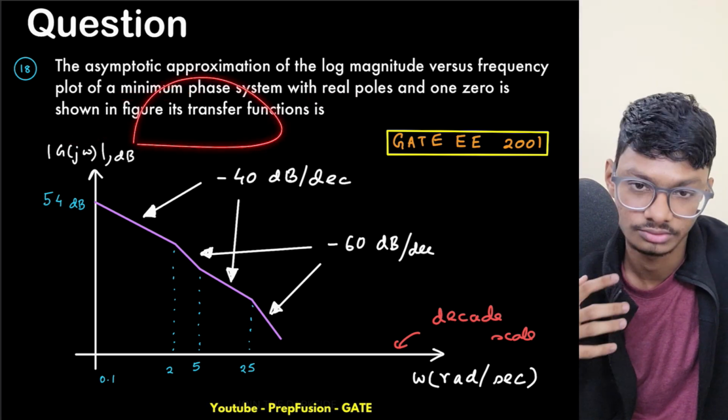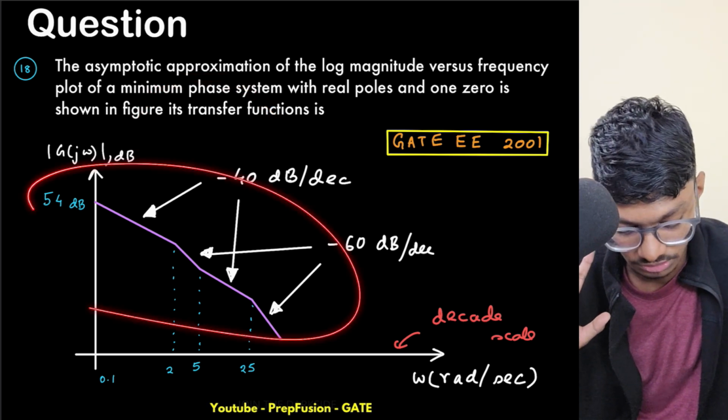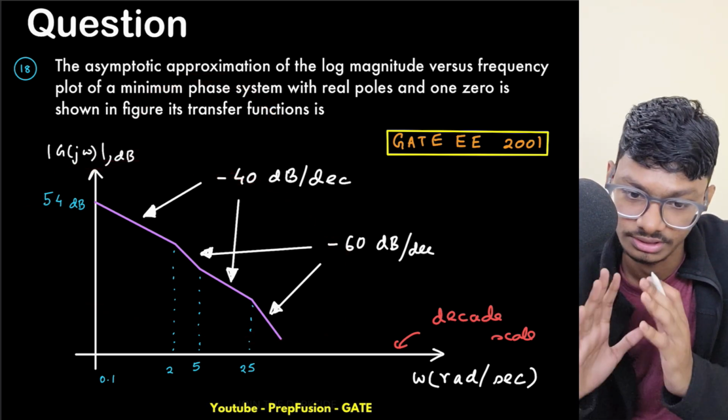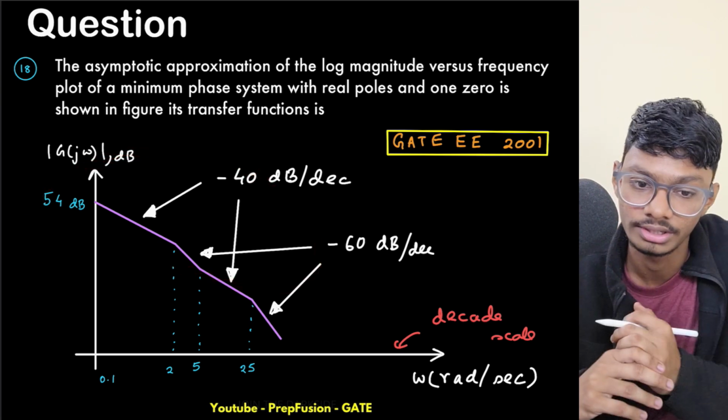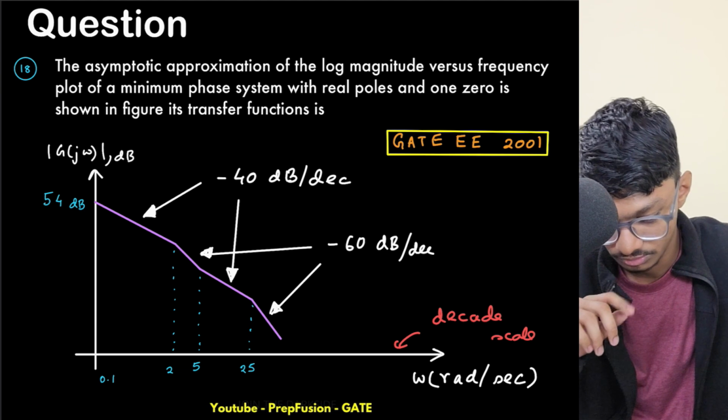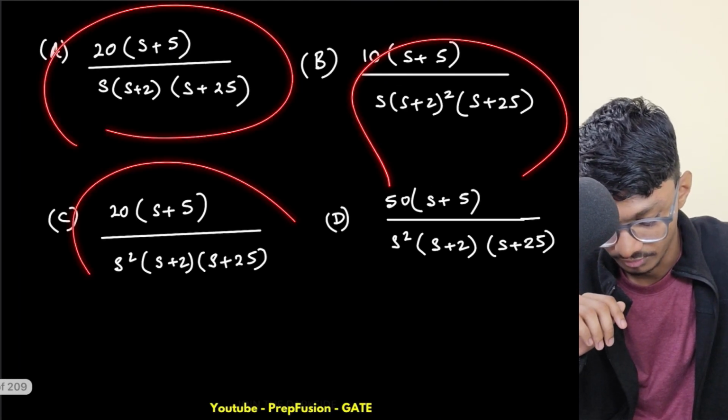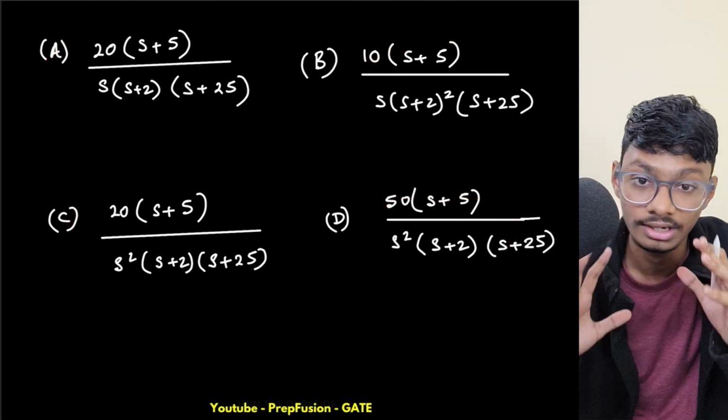So what will be its transfer function? It is given that it is a minimum phase system, and we have to identify the transfer function from this by just seeing the Bode gain plot. Can you identify it? Now they have given you the options. So from the options also you can understand a few things.